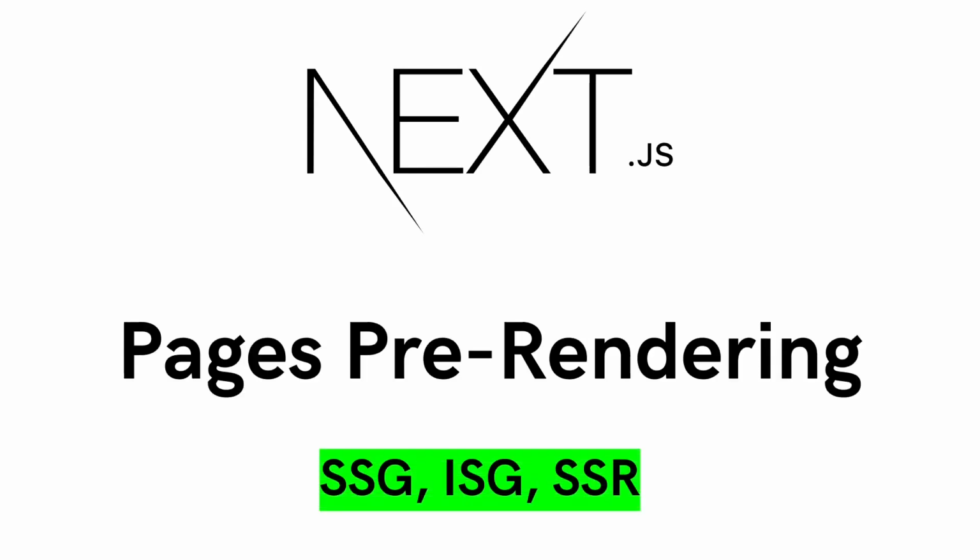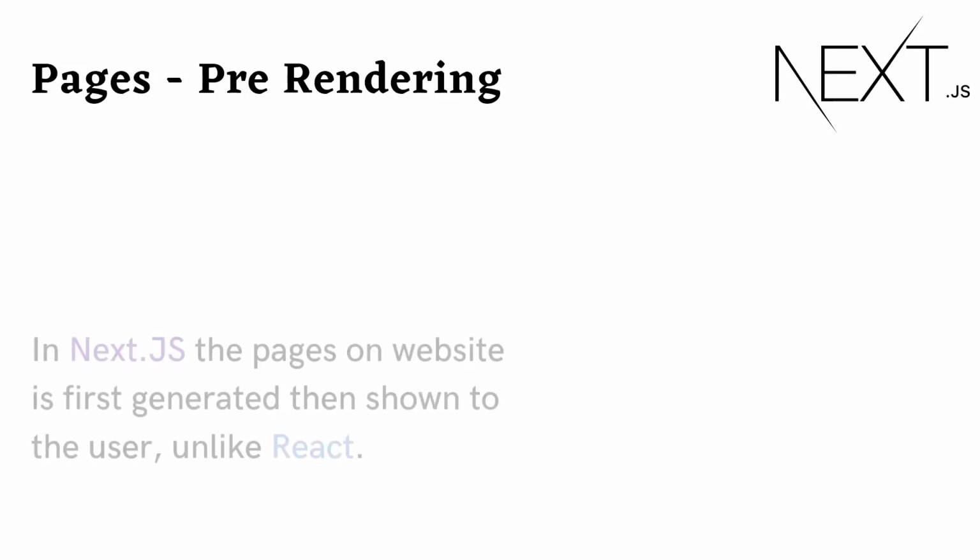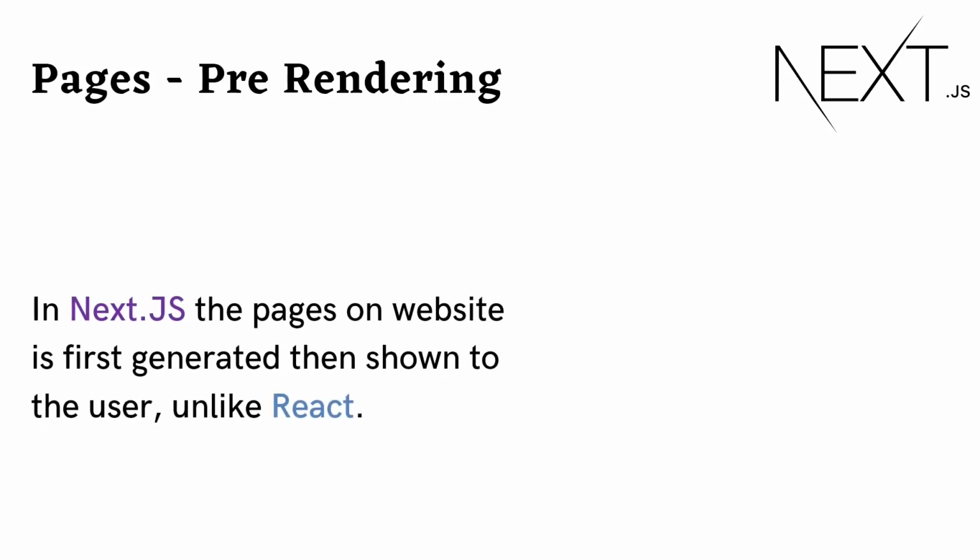So in this module, we will learn about pages pre-rendering inside Next.js, and we will have a look at static site generation, incremental static generation, and server-side rendering. So now, what is pages pre-rendering? Inside Next.js, the pages on the website are first generated and then shown to the user. But what does that mean?